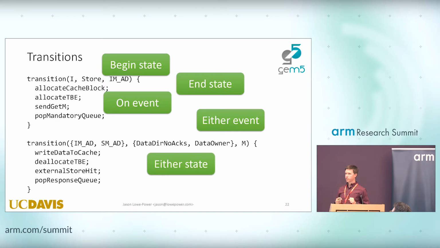The syntax can actually get pretty complicated to try to make these transition lists shorter. For instance, you can have, if you're in either one of these states and either one of these events happen, then perform these actions and go to a modified state.